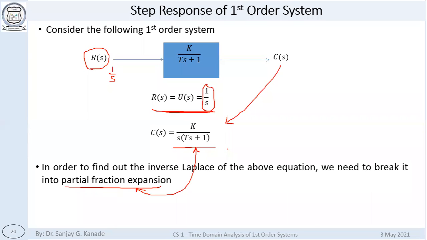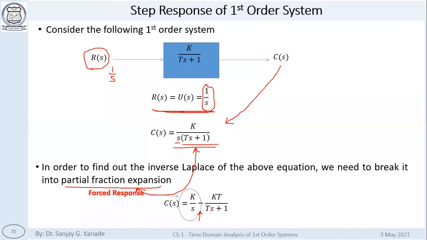And using that, when we split or break this equation, what we get is this: C of S is equal to K by S minus KT by (1 plus ST), or (TS plus 1). It basically creates separate algebraic sums of separate terms having independent, individual denominator terms. Now we have this equation. I will just rewrite it on the next slide.